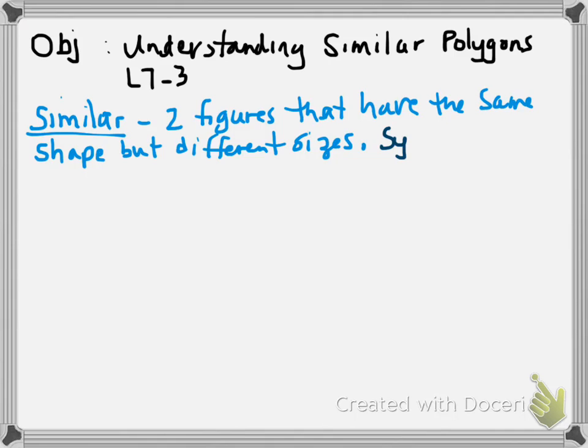Now, there is a symbol that we use, and it's like the tilde symbol in Spanish, and because we want to say it's not the same exact thing, it's like the other one. So it's kind of like half of an equal sign, all curvy. All right, so let's talk about similar polygons.